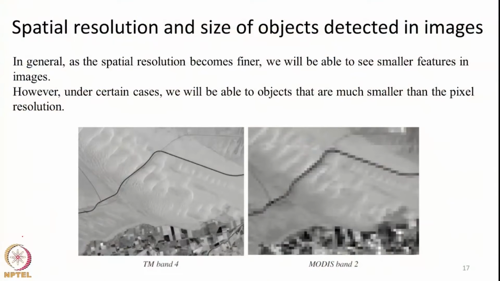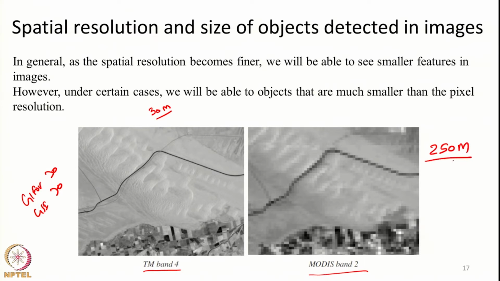When can it happen? An example is given in this particular slide. This is taken from the sensor Thematic Mapper on Landsat 5, where the GFOV and pixel size are 30 meters. So, here the GFOV is 30 and the GSI is also 30. This is MODIS band 2, where each pixel corresponds to 250 meters of data. So, here one pixel corresponds to data from 30 meters by 30 meters of ground space. Here one pixel corresponds to 250 meters by 250 meters of ground space.